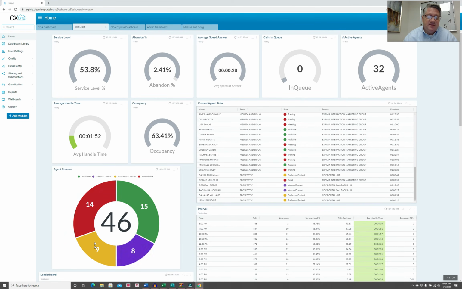Agent counter, I'm not sure if this is good or not, but I kind of like it just to see the flow of the day. I can pretty much tell what time of day it is with this as well, depending on who's on inbound, who's on outbound, what we're doing there.